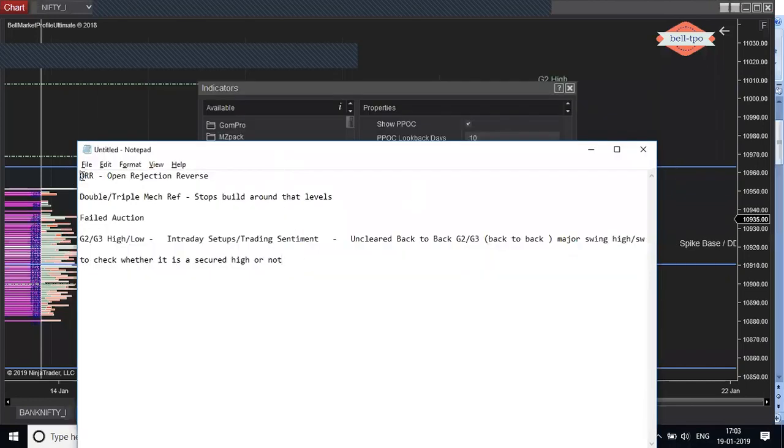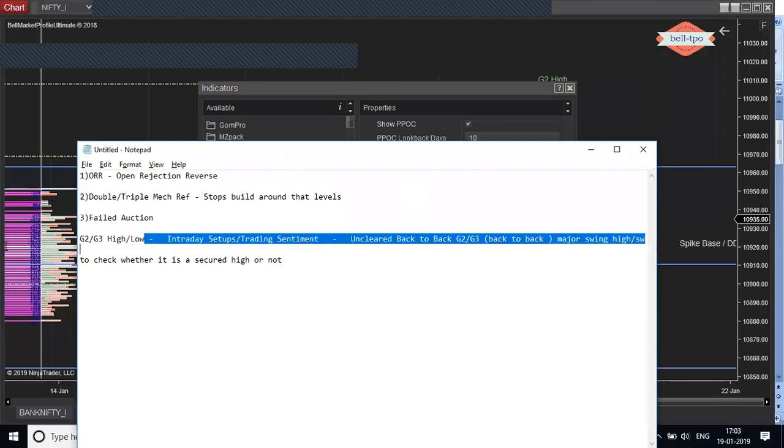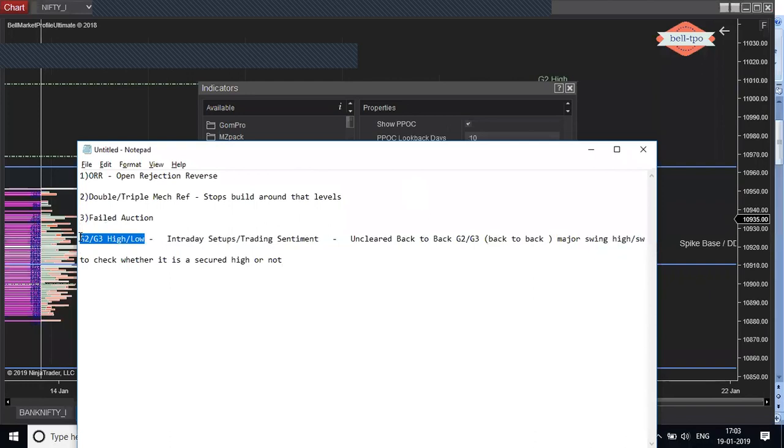So this is one reference level, ORR. The second one is double mechanical reference. And the third one is failed auction. So you don't need to plot all those things on a day-to-day basis. Automatically, it comes on your screen. The fourth one is G2, G3 high.